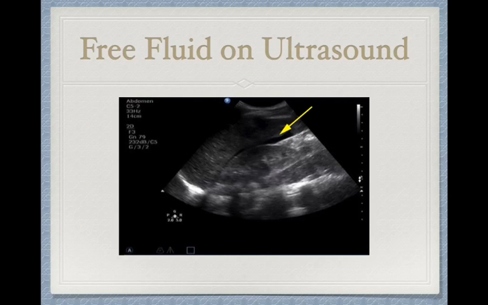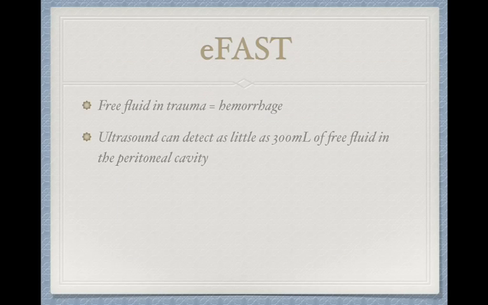So this is what free fluid will look like on ultrasound. We went through this in the physics section last lecture, how fluid will look more dark because it's highly absorbed sound. So we're going to be looking for these dark, sharp lines as a sign of free fluid within the abdomen or within the chest. In the setting of trauma, until proven otherwise, free fluid is hemorrhage. So that is why the FAST is so important to get done quickly but also accurately.